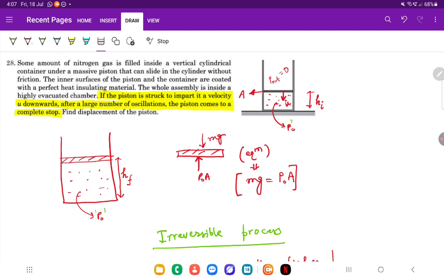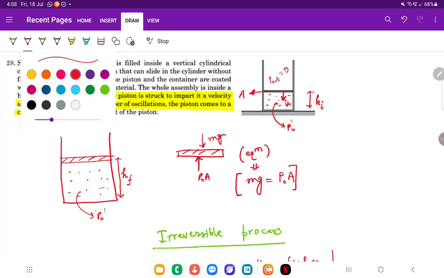So in the initial and final state, obviously there was one hint, right? I have highlighted that the piston is struck to impart it a velocity u downwards. Obviously, if you suddenly give a velocity u downward to the piston, it will abruptly move downward, and from there you can conclude that it's an irreversible process, and that is very obvious.